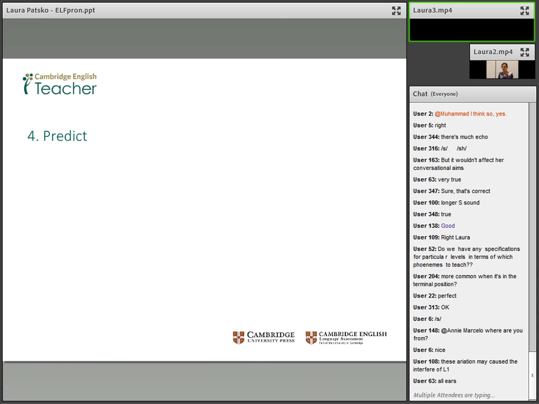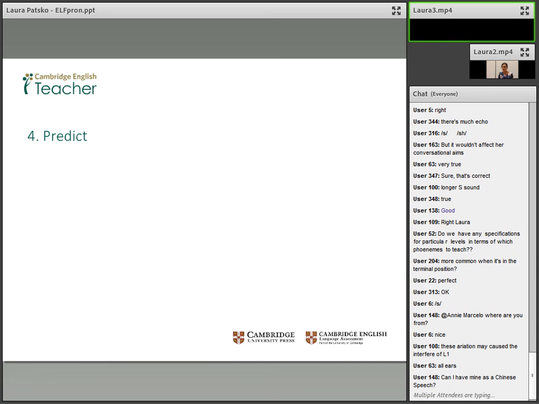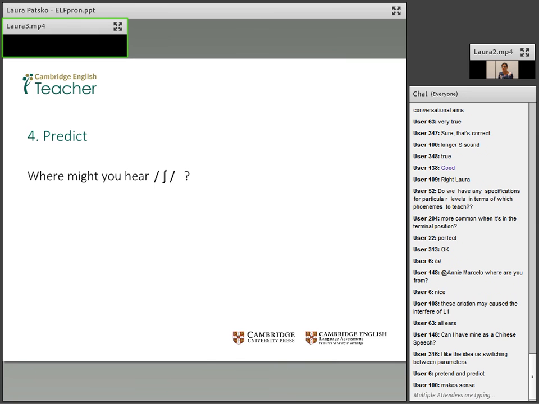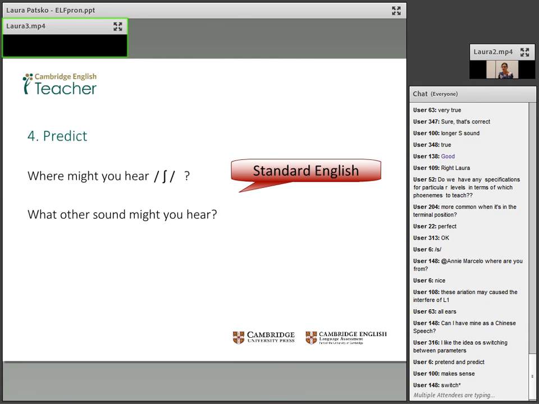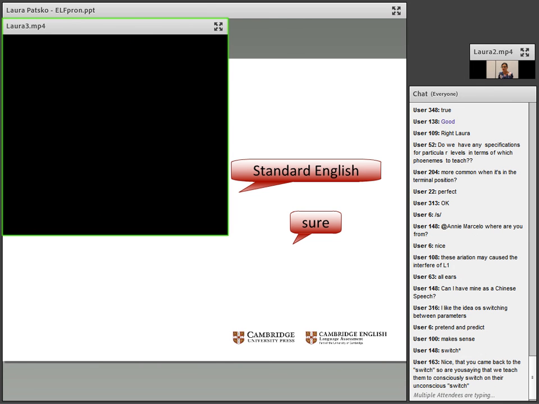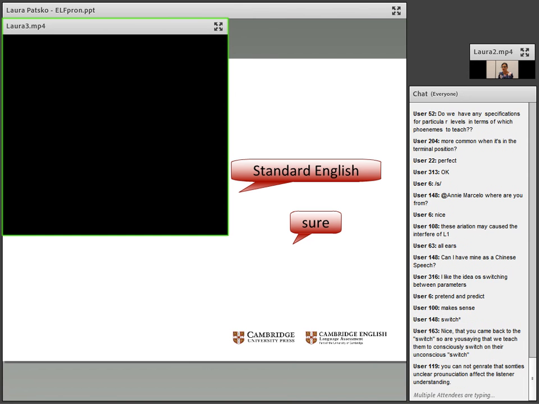This is the practicing, or the predicting. I'm going to show you 2 more phrases from the second part of the clip, and I want you to think, where might you hear sh? And what other sound might you hear? Okay, so you've switched on your Spanish switch. These are the 2 phrases. And now we have the video of Laura, the second part of her interview. So just listen and decide what you hear.